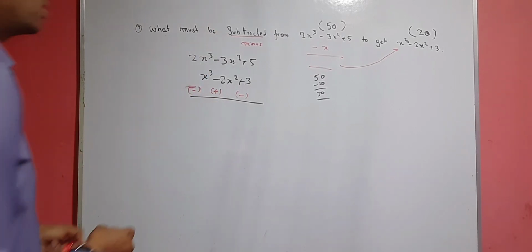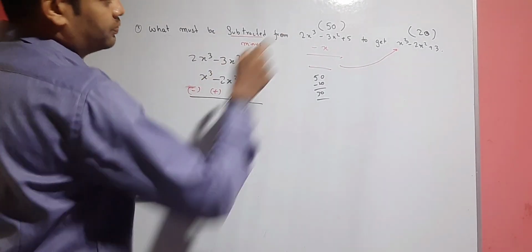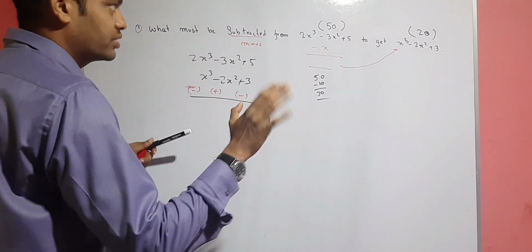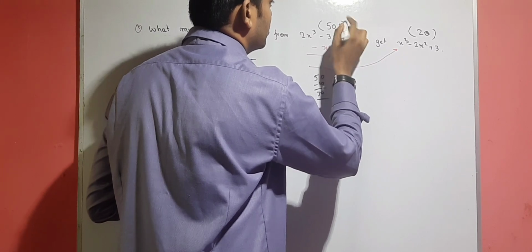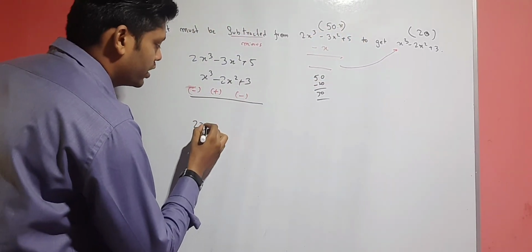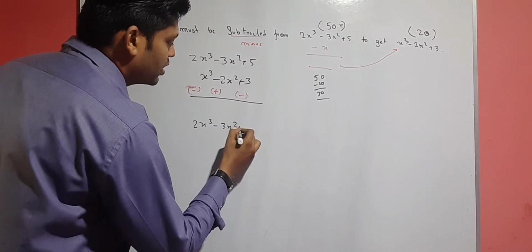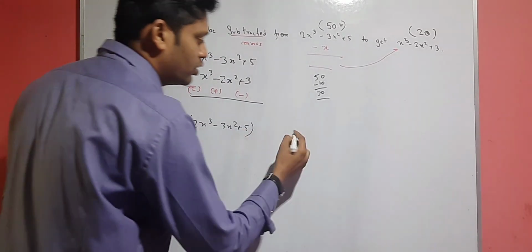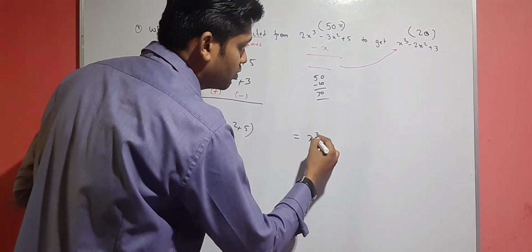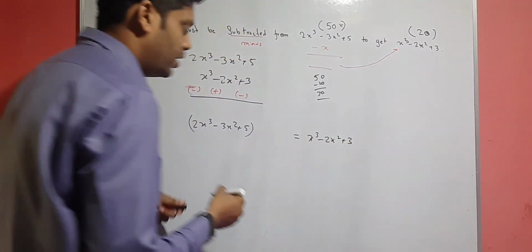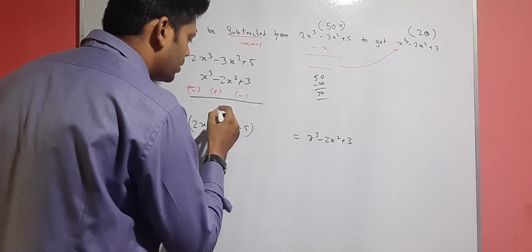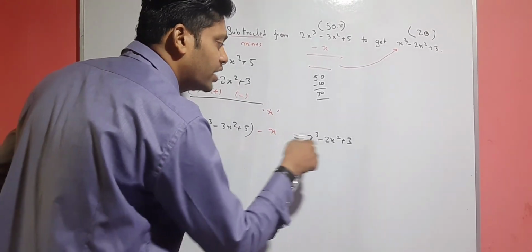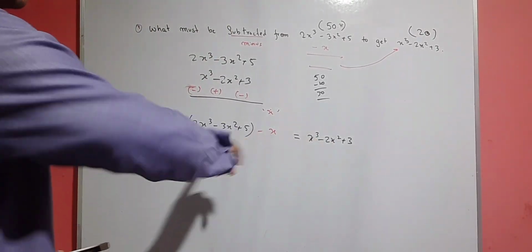Or another method is there. What must be subtracted from this one? I don't know how much it should be subtracted. So what I will do, 2x cube minus 3x square plus 5, from this how much I have to subtract, I don't know, to get x cube minus 2x square plus 3. So let the number to be subtracted be x, you'll write first. So minus x. From here I have to subtract this one to get this one. This equation you can do like this also.